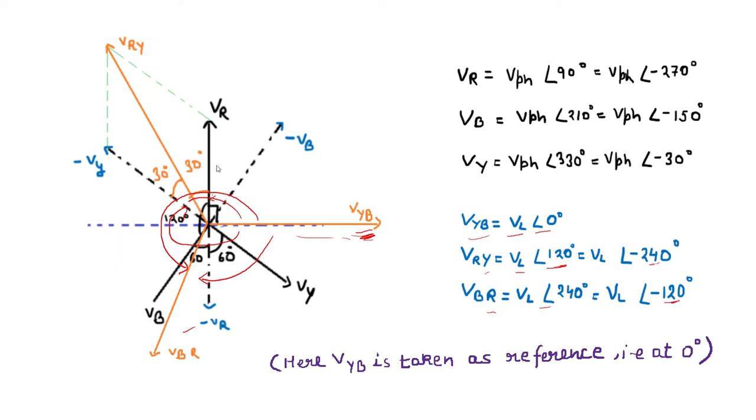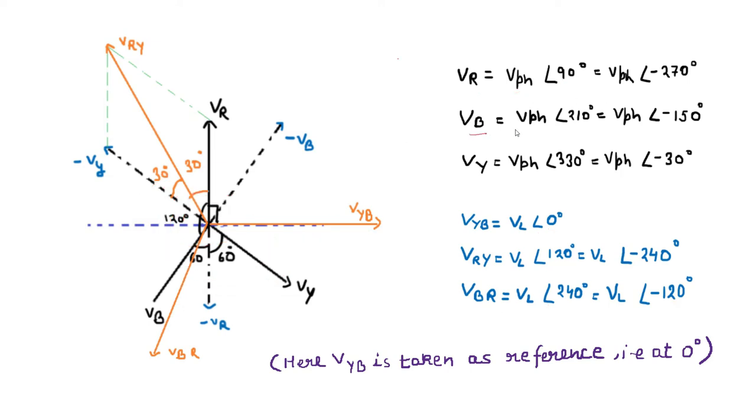And here you can see that the phase difference between Vr and Vyb in this case is equal to 90 degrees. Therefore, Vr is written as V phase angle 90 degrees. And seeing from the opposite direction, we get Vr is equal to V phase angle minus 270 degrees.